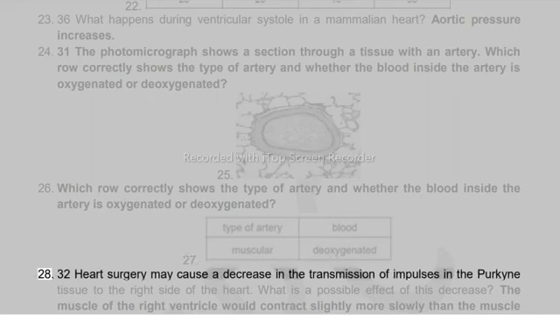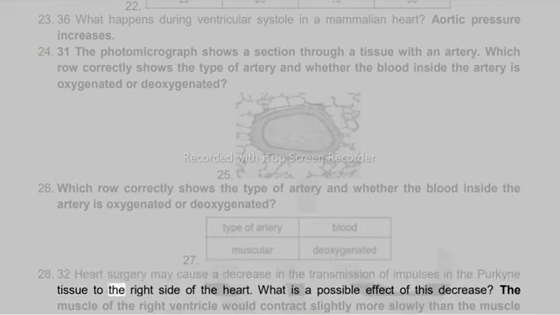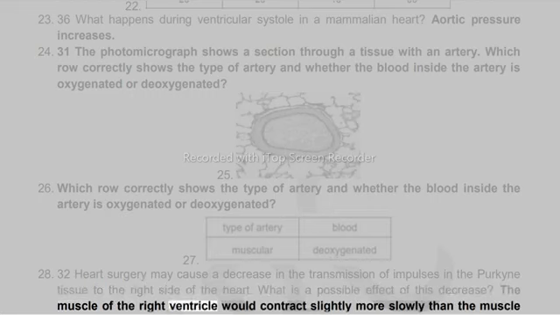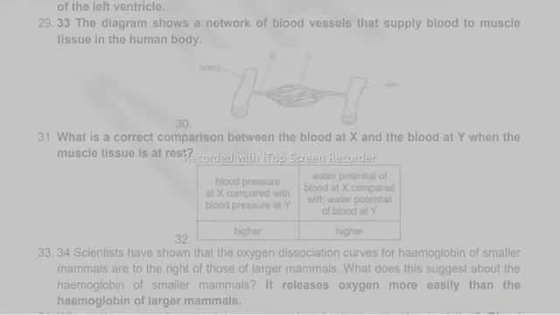20. Heart surgery may cause a decrease in the transmission of impulses in the Purkinje tissue to the right side of the heart. What is a possible effect of this decrease? The muscle of the right ventricle would contract slightly more slowly than the muscle of the left ventricle.